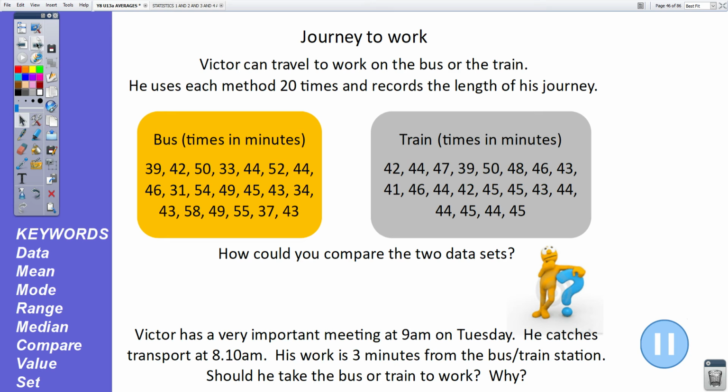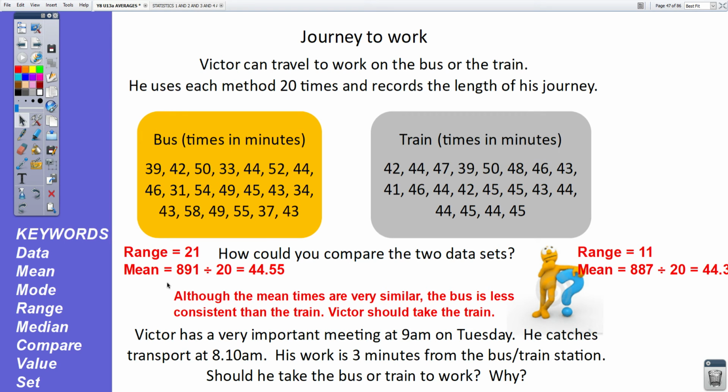Okay, let's see how you've done. Well, for the bus, the range is 21 minutes. In other words, the difference between the longest journey and the shortest journey is 21 minutes. And the mean time is 44.55 minutes. Whereas on the train, the range is 11 minutes and the mean time is 44.35 minutes. So in other words, the means are very similar, just under 3/4 of an hour, just under 45 minutes. But the bus is less consistent than the train.